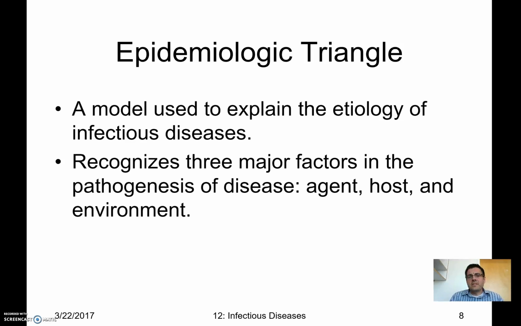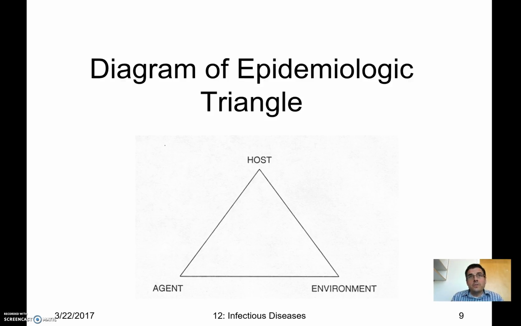And that brings us to talk a little bit about the epidemiologic triangle. This model is used to explain the causation or etiology of infectious diseases. It's important for us when we talk about infectious diseases, what components can contribute as a major factor to pathogenesis of disease. You have to take into account the host, as in the human or the animal. We have to take into account the environment.